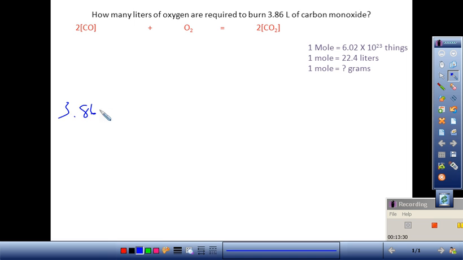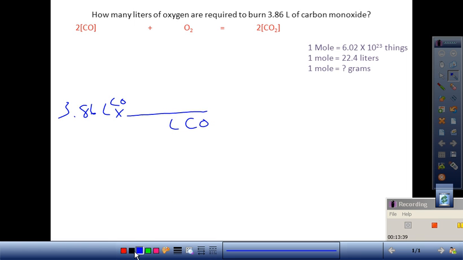Alright, starting off with 3.86 liters of carbon monoxide. I don't want carbon monoxide, so I'm going to put it down here. I can go from liters to moles. That's my only choice, liters to moles. And it's got to be the same chemical. So always 1 mole for 22.4 liters.